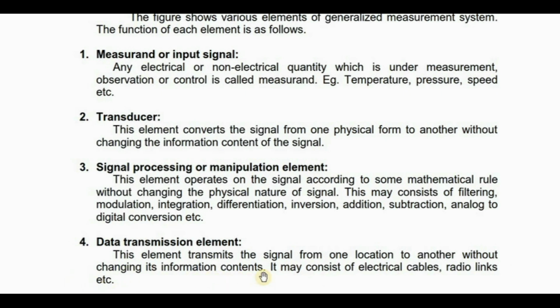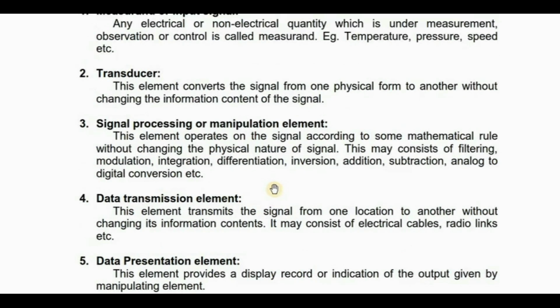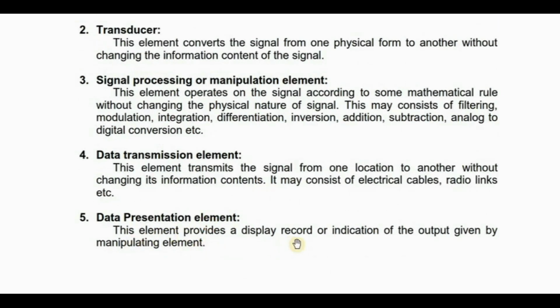It means simply whatever signal is available from the output of this signal processing or manipulation unit will be transmitted to the remote place or the remote element or a remote device by using either the cables or the radio links, etc. So that is the data transmission element. And after that, the next block that comes is the data presentation element. The element provides a display, record or indication of the output given by the manipulating element.